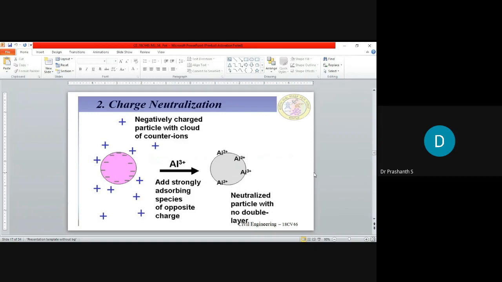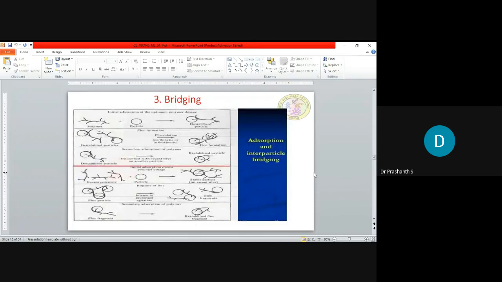Another theory associated with the theory of coagulation is called bridging. Here, adsorption and interparticle bridging takes place.